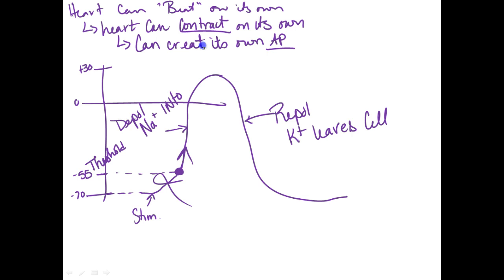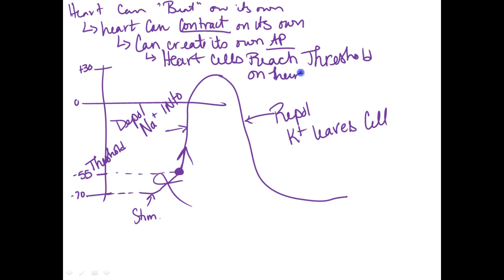Well, what that then means is that if we are able to create our own action potential, the only thing we need to do, thanks to this all or nothing principle, is that we need to make the cells, or the heart itself, the heart cells, reach threshold on their own. As long as they reach threshold on their own, everything else will automatically happen.